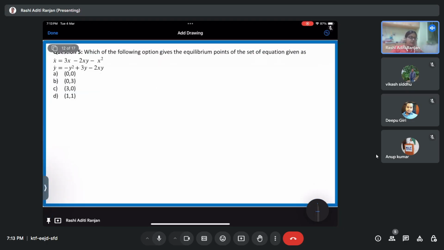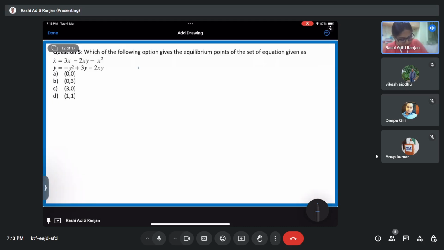Coming to question number 5, which of the following options gives the equilibrium point of the set of equations given? So we have a set of equations, and we have to find nothing but the equilibrium point. If you see, this is not a linear equation, this is actually a nonlinear system, but it is a kind of nonlinear system which we can solve on our own.